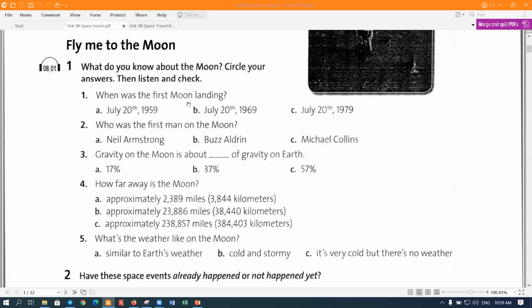Unit 8, page 90, exercise 1. 1. When was the first moon landing? B. July 20th, 1969. 2. Who was the first man on the moon? A. Neil Armstrong. 3. Gravity on the moon is about what of gravity on Earth? A. 17%. 4. How far away is the moon? C. Approximately 238,857 miles, 384,403 kilometers. 5. What's the weather like on the moon? C. It's very cold, but there's no weather.